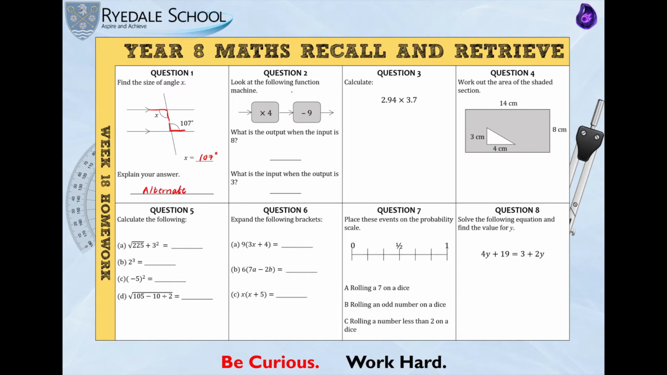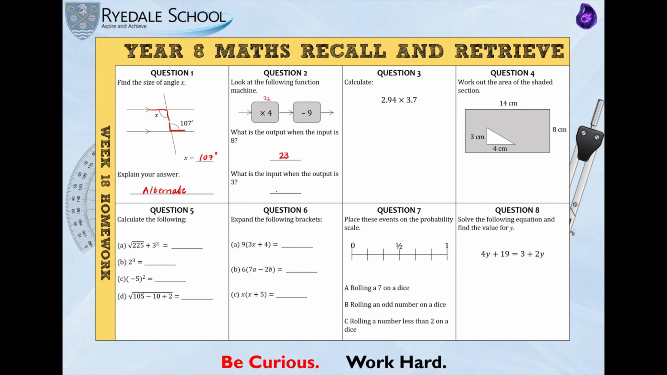Question number 2 is a function machine. The function machine is timesing by 4 and then subtracting 9. It says, what is the output when the input is 8? So if I put 8 in, 8 times 4 would be 32. And then 32 subtract 9 would be 23.